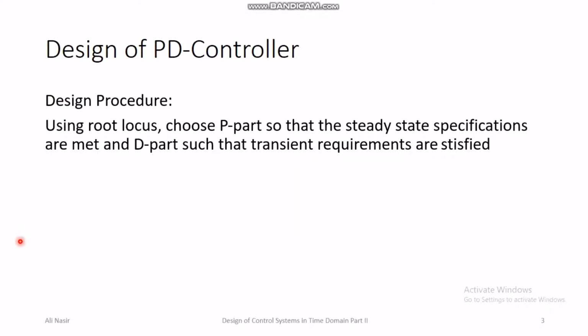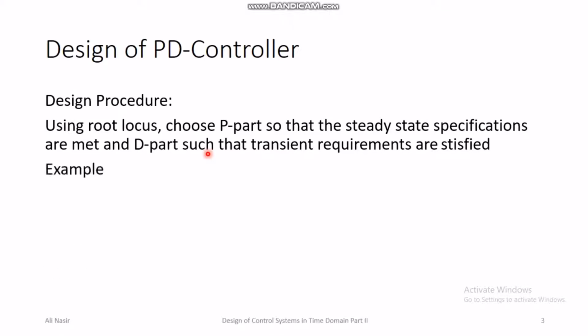So now we start with the design of PD controller. So far we have looked at the design of P controller and PI controller, and today we look at the PD controller design. So design procedure: using root locus, choose the P part so that the steady state specifications are met, and then select the D part such that the transient requirements are satisfied. So in this PD type controller, the steady state error requirements are mostly satisfied using the P part of the controller, and some of the dynamic specifications are also satisfied using the P part, and remaining dynamic specifications can be satisfied using the D part.